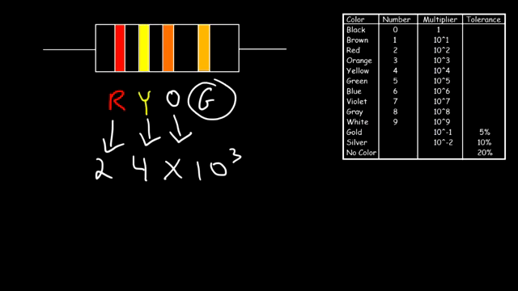And the last color is the tolerance, which is usually gold, silver, or no color. So since we have gold, the tolerance is 5%. So it's going to be plus or minus 5%.